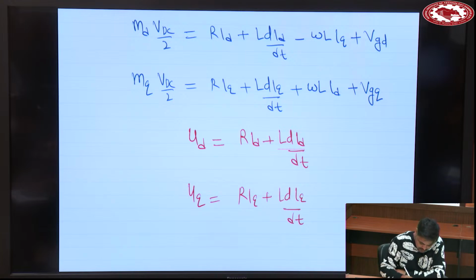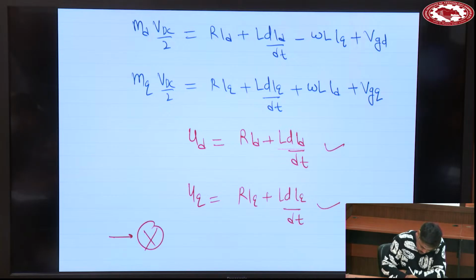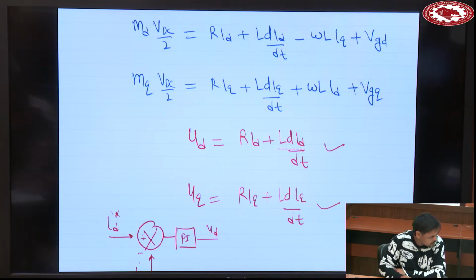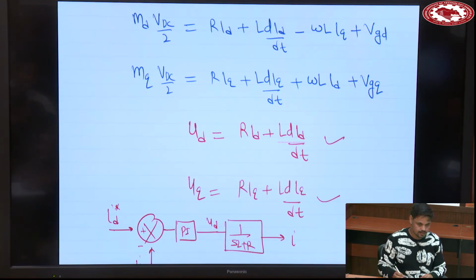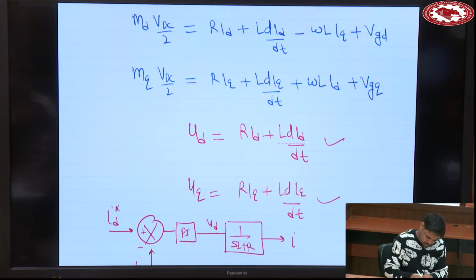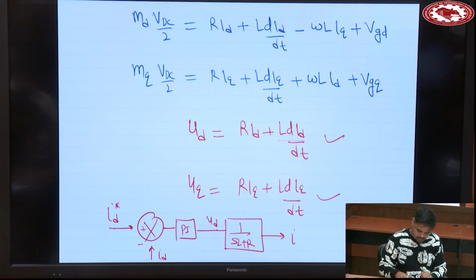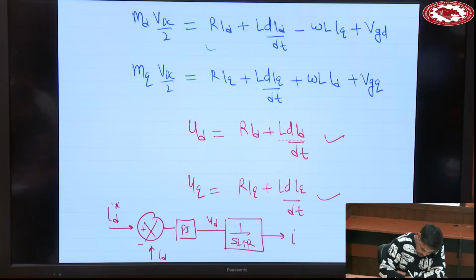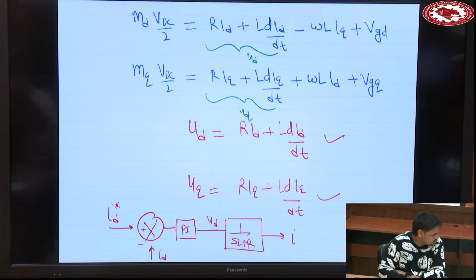If you want to make a closed loop system of this transfer function, it will be like ID ref minus ID, PI, it will give you UD, and then 1 upon SL plus R, this will give you I. The same transfer function for Q. So if this term is considered as UD and this component is considered as UQ, then if you know UD and UQ, you can get MVDC by 2 just by adding these both terms as a feed forward. How will it be added?